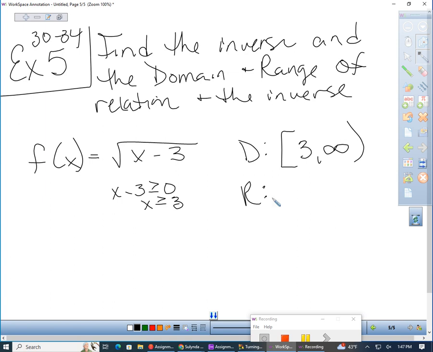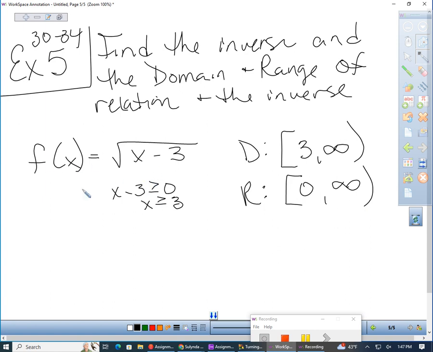Okay, so my range, the very smallest the range for this function can be is 0, because you can't get a negative out of a square root, right? Okay, so my range goes from 0 to infinity. That's my original function. Does everybody understand that? Yeah. Now we're going to find our inverse.